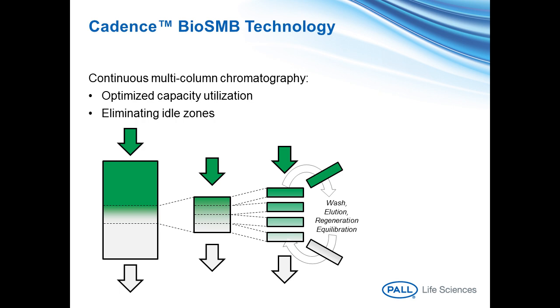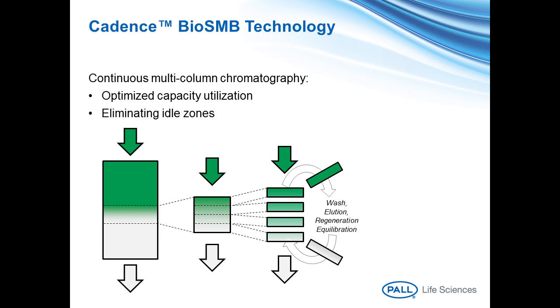One of the enabling technologies for continuous bioprocessing is the multi-column chromatography technology that Pall developed, which is branded under the name Cadence Bio-SMB technology. The principle of that technology is shown in this slide. On the left-hand side of this picture, you can see a traditional chromatography column, which is operated in downflow. As the feed solution is applied on the column, the chromatography material attains a sort of equilibrium with the feed solution, and that's shown in the green part of the column.